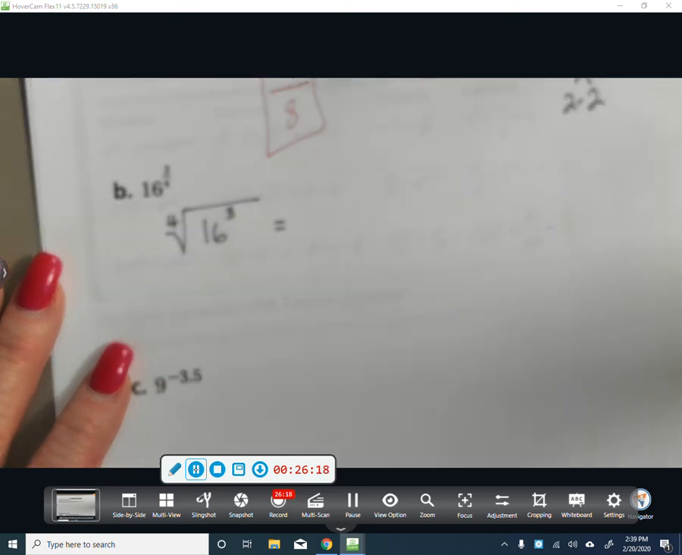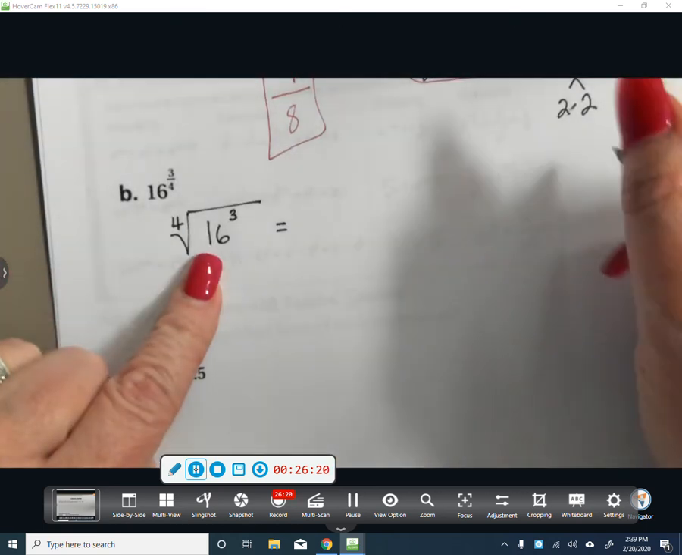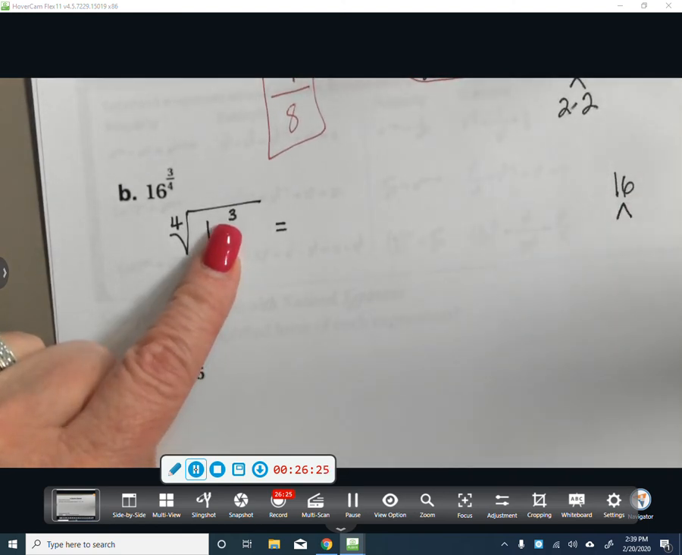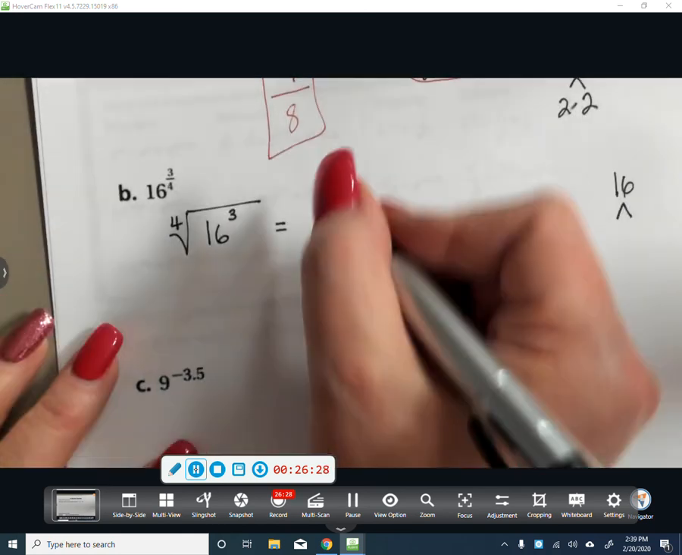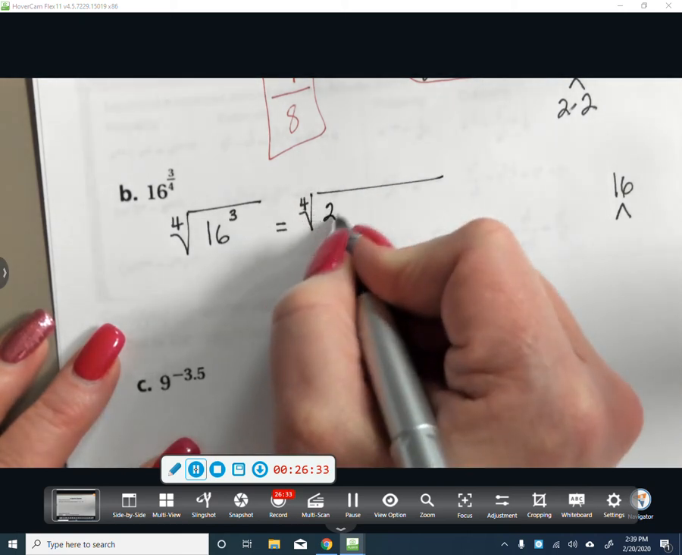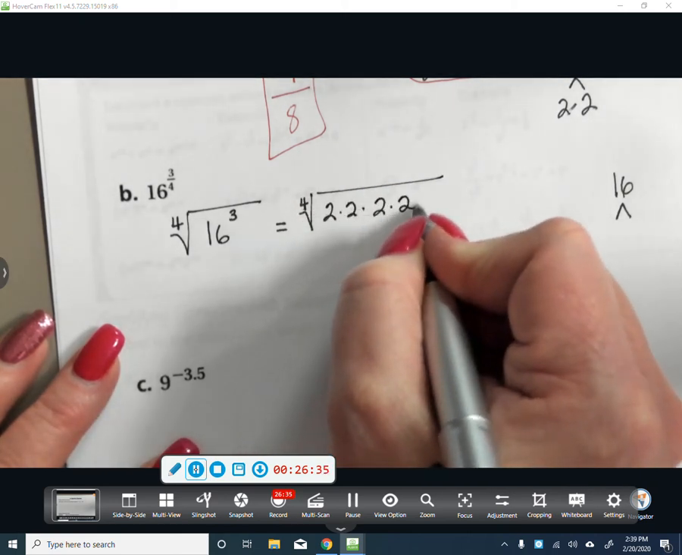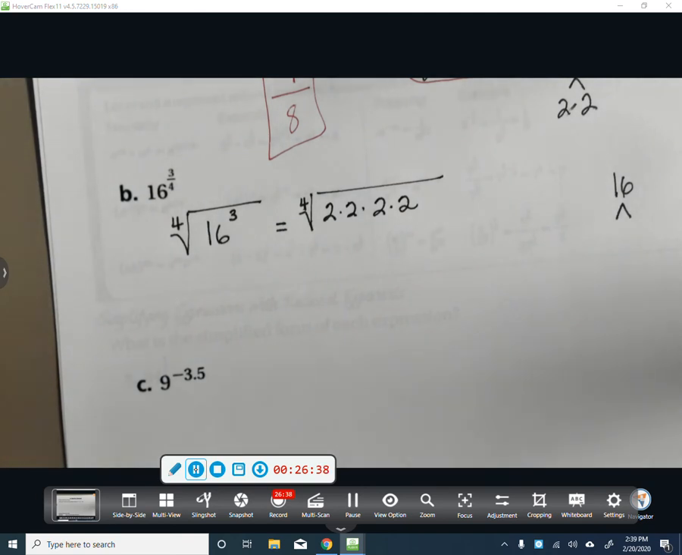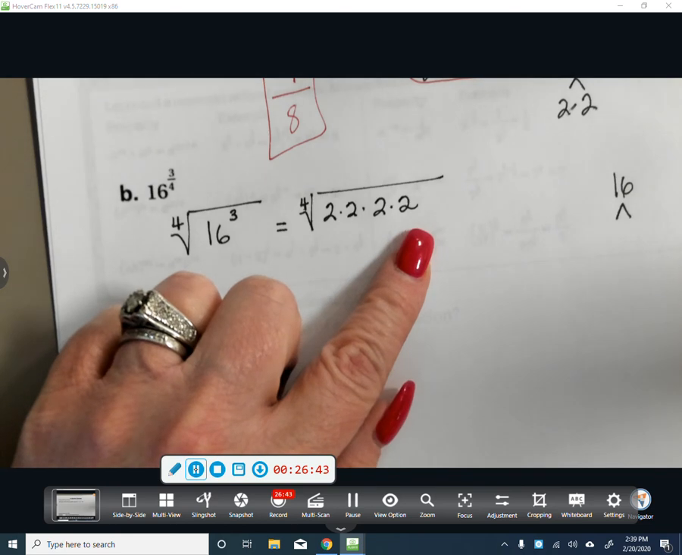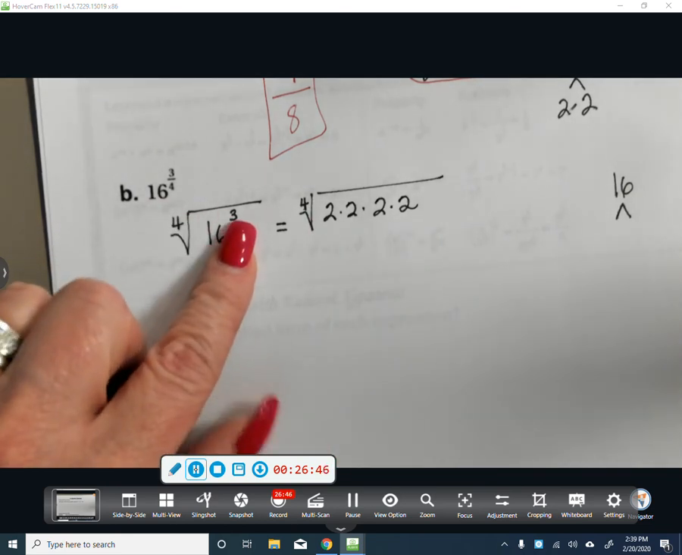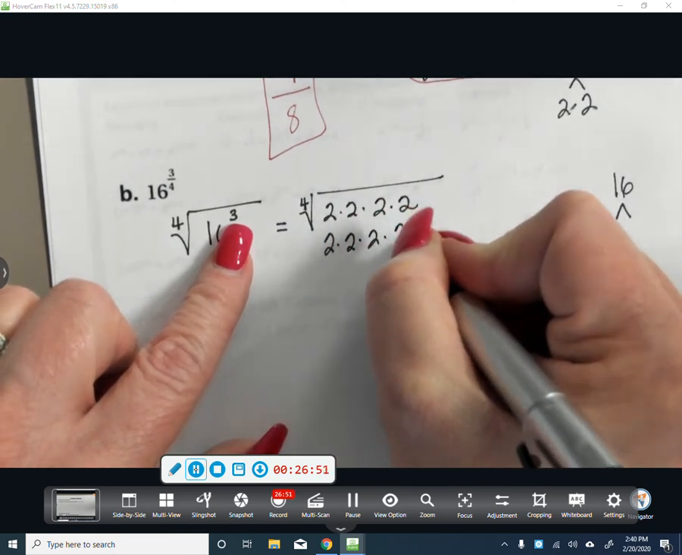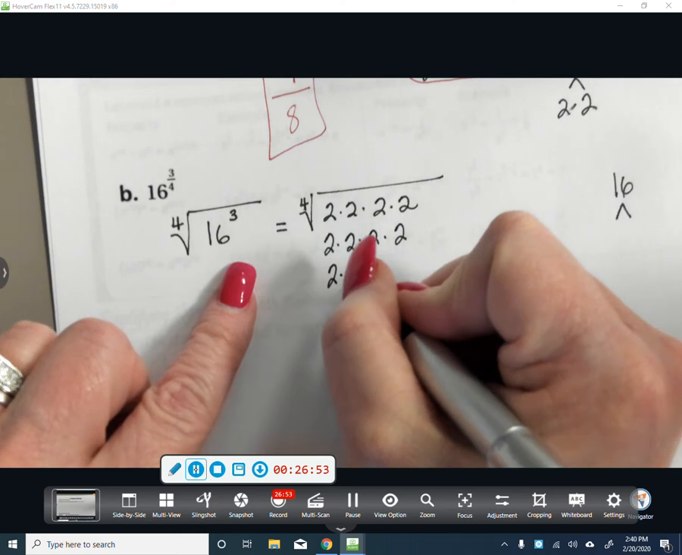What am I going to do with that 16? Please take 16 to the primes. And if I do that once, I can do it the other 2 times, right? Because I got 3 16s. So 2 times 2 times 2 times 2 is 16. But I have 16 cubed. So then I need 2 times 2 times 2 times 2 again, and then I need it one more time because it's 16 cubed.